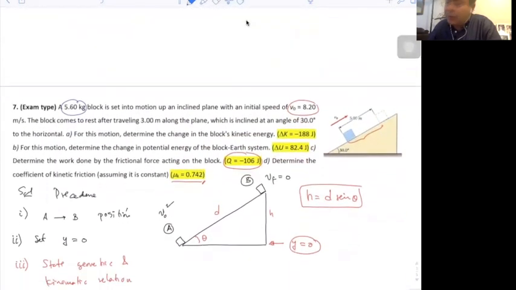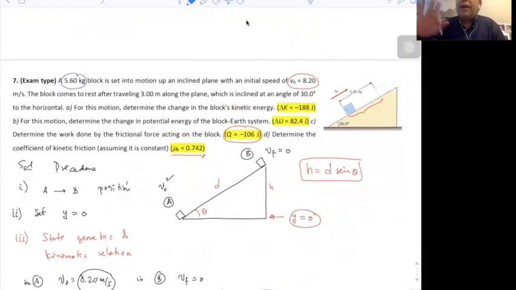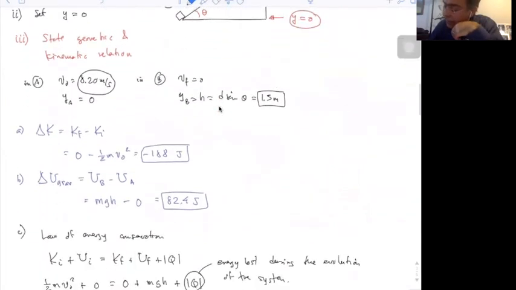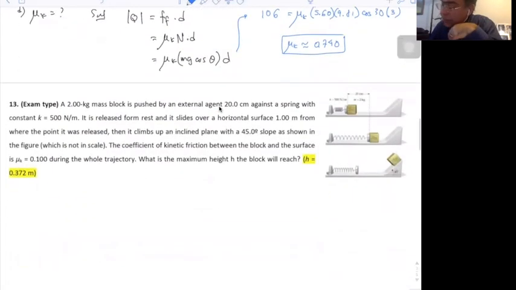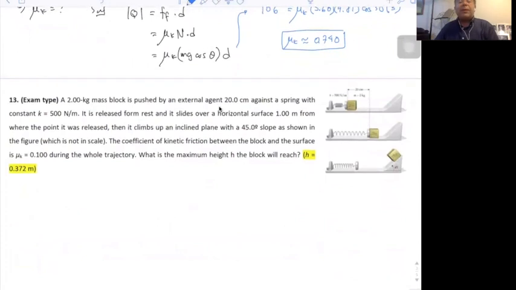So I hope this is clear. This example is clear. I hope you are still following me. And let's do one more example for you guys. I have prepared this one for you. It's similar, however, this time we have the elastic energy as well.